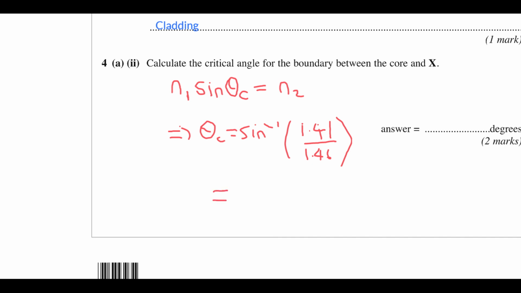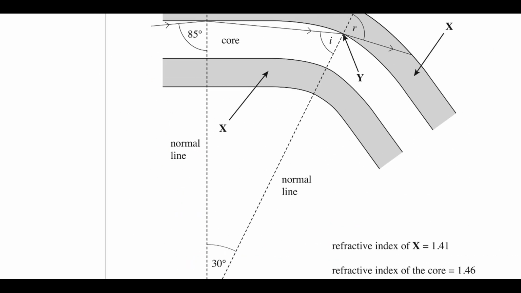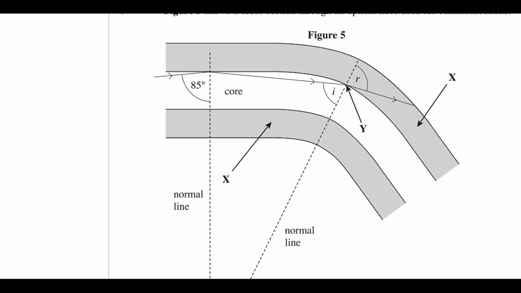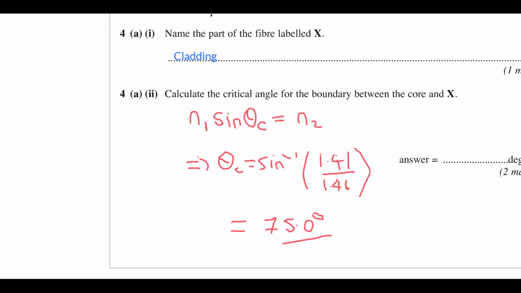And then once we do that, we get a value of 74.96. We can give it to 3 sig figs because these values are 3 significant figures. So that would be 75.0 degrees as your critical angle. And we can see that we're going to get refraction because the angle of incidence up here is 85 degrees. So that works with what we've got.